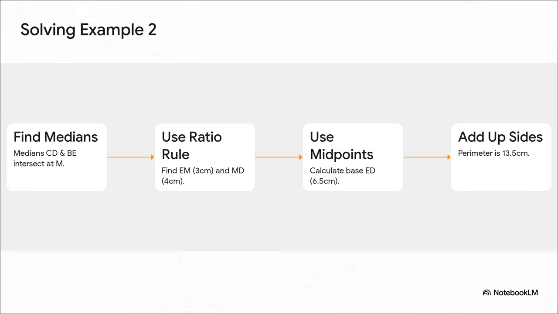We know the whole median CD is 12 centimeters, so the short piece MD is 1/3 of the total, 4 centimeters. Step 3, because E and D are midpoints, the line connecting them, ED, is exactly half of the big base CB, making it 6.5 centimeters. Finally, step 4, just add up our 3 new sides. 3 plus 4 plus 6.5. Boom! The perimeter is 13.5 centimeters. See how beautifully that all just clicks together?